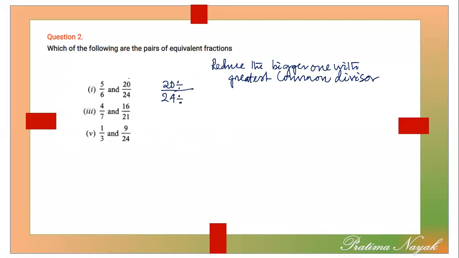What is the common divisor of 20 and 24? It is 4. So divided by 4, divided by 4. What am I getting? I am getting 5 by 6. So yes, they are equivalent. These are the equivalent fractions. Next, coming to the second one, 16 by 21. Can it be reduced? No, because they don't have any common factor. So they are not equivalent fractions.